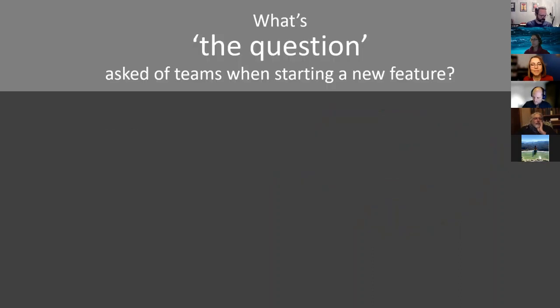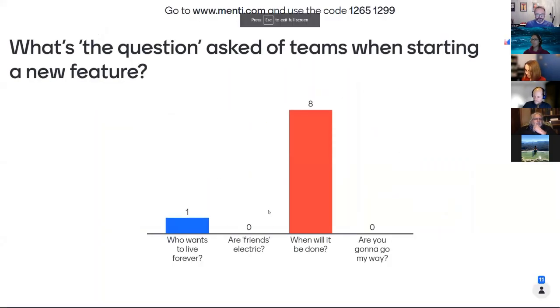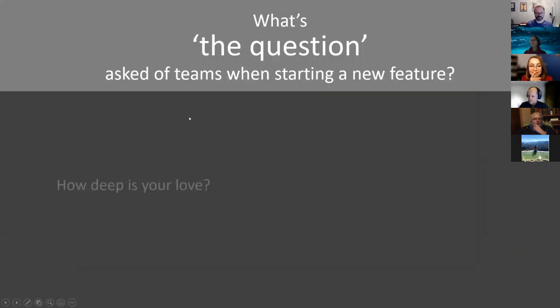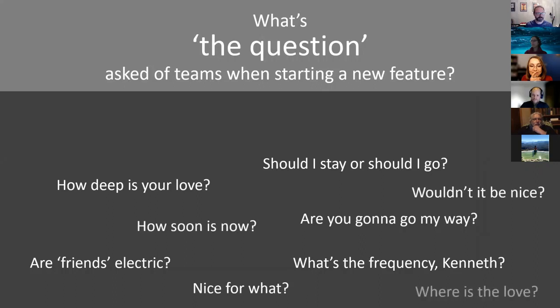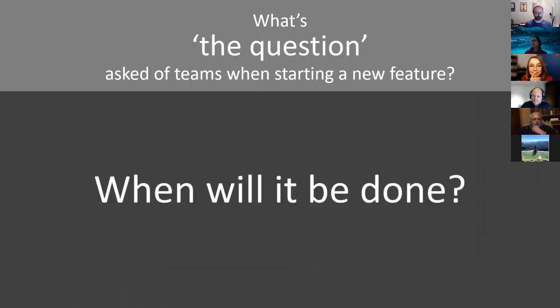Okay, so I asked you, what is the question asked of teams right at the beginning when you start a new feature? Let's see what you said. Did you answer sensibly or not sensibly? You said, overwhelmingly, the sensible answer, which is when will it be done? You could have had a sensible or non-sensible option there. I agree with you, lots of options, but yes, in my experience as well, the question that we get asked is when will it be done?